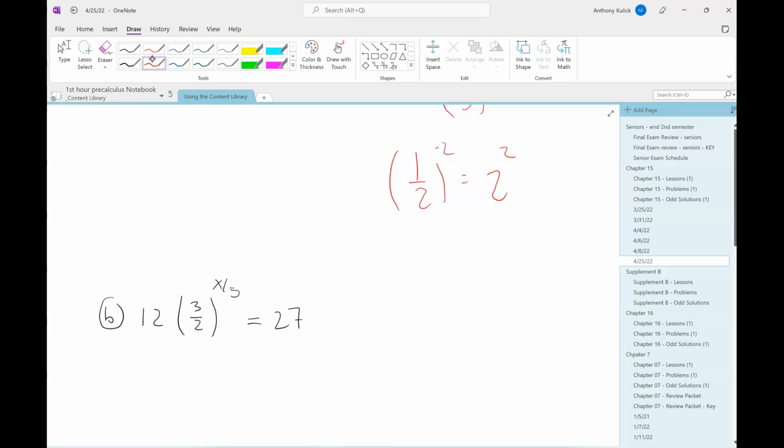Here we have 12 times 3 over 2 to the x over 5 equals 27. I think this one's actually a little easier. What do you want to start by doing? Divide by 12. Right, I want to get that exponential piece by itself on the left-hand side.